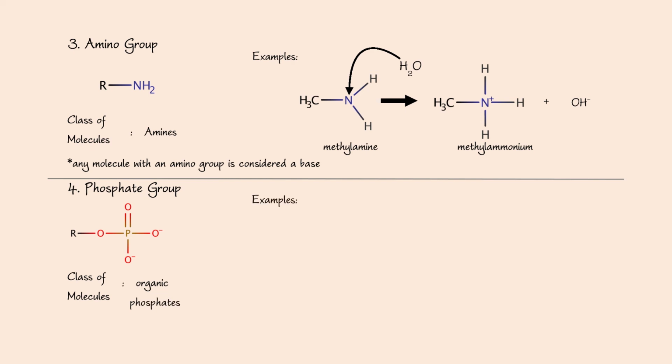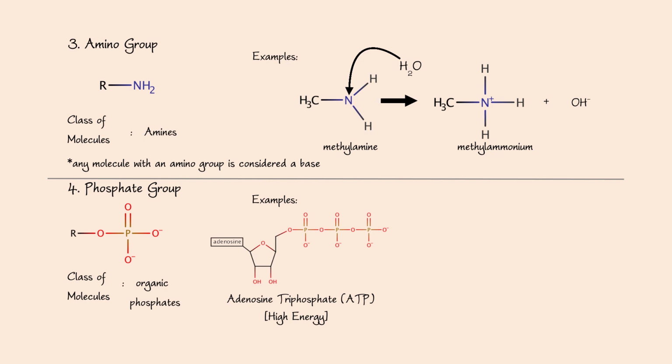An example is a high-energy molecule known as Adenosine Triphosphate, or ATP for short. The structure is presented here. Notice the three phosphate groups contribute multiple negative charges that repel each other. A cluster of negative charges can be thought of as a loaded spring ready to release energy.